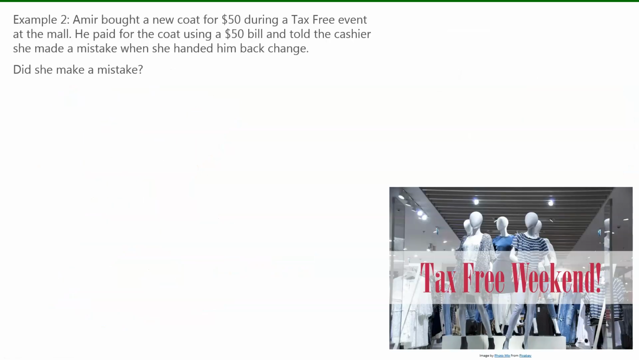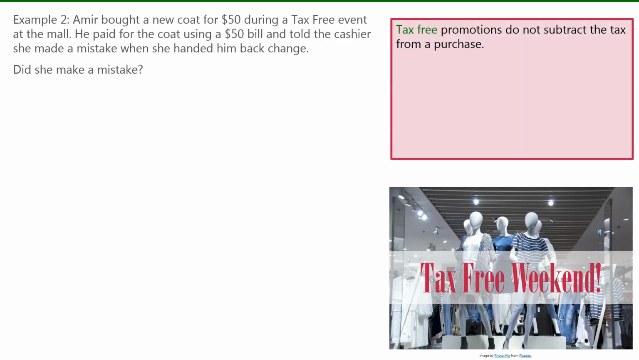Example number 2. Amir bought a new coat for $50 during a tax-free event at the mall. He paid for the coat using a $50 bill and told the cashier she made a mistake when she handed him back change. Did she make a mistake?